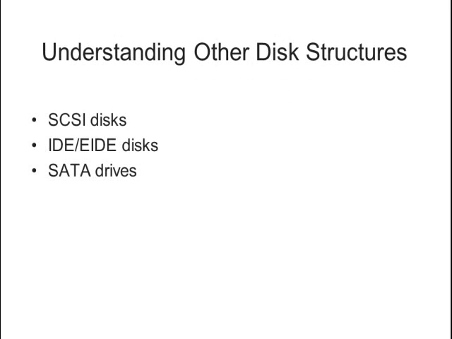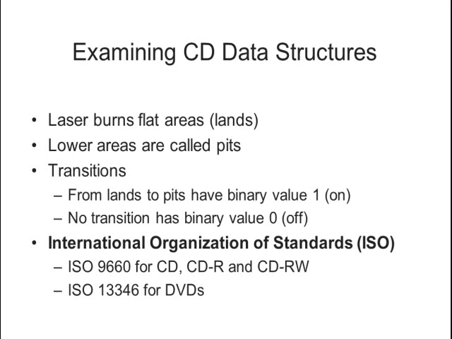Other disk structures, including SCSI, IDE, EIDE, and SATA drives. CD data structures. On a CD or other optical disc, the laser burns flat areas called lands. The lower areas are called pits. The transitions from lands to pits have a binary value of 1 or on. No transition has a binary value of 0 or off.